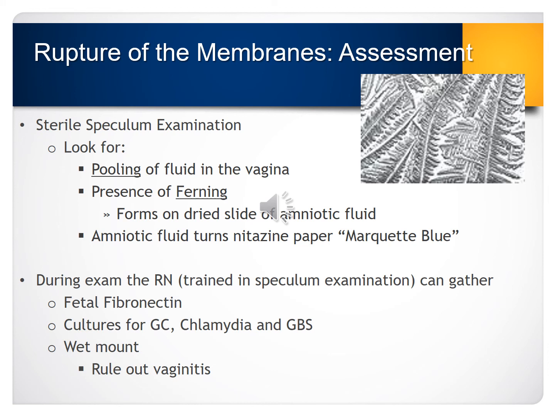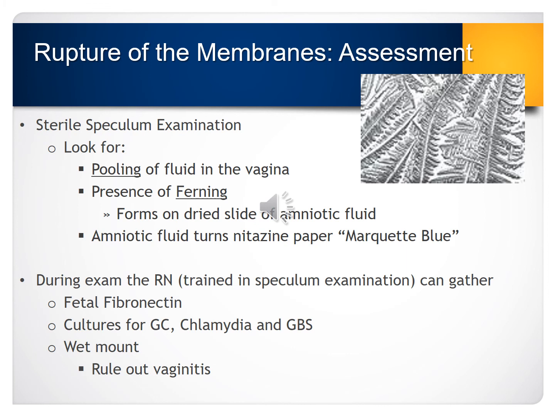And again, we take a fox swab or a Q-tip, and we take a sample of that fluid, and we can do two tests. We can rub that fluid on a clean slide, and we look under the microscope, and we would see ferning. So like the picture you see there, and it looks like fern leaves. All right, so if we see ferning, that is the presence of amniotic fluid.